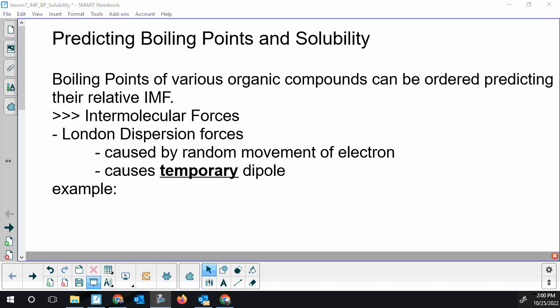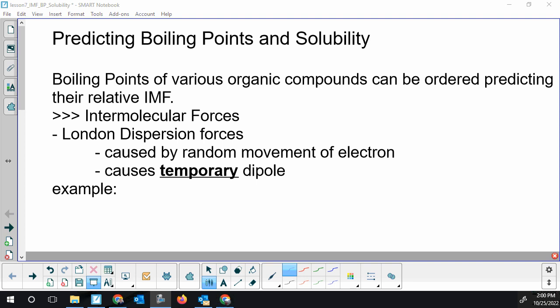So the goal of this lesson is to be able to predict boiling points of different organic compounds and to be able to make solubility predictions. The end of this lesson, fractional distillation, has been on every diploma I've ever seen. So the last slide, the ending of this lesson, is really important to take note of.